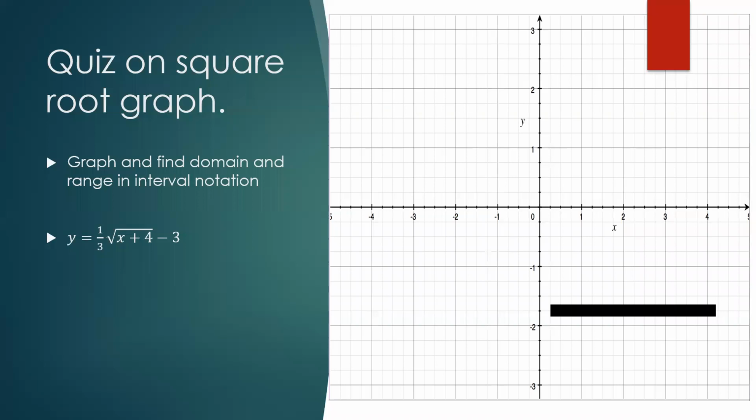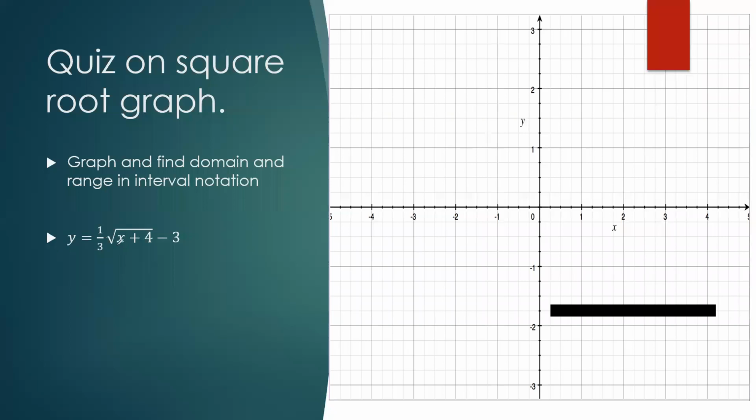In this video, I will go over the quiz graphing square root graphs. So in this quiz, we're going to graph a square root, and we have to find the domain and range in interval notation. So what we're going to do first, before we graph this, is write down everything we know about this graph.